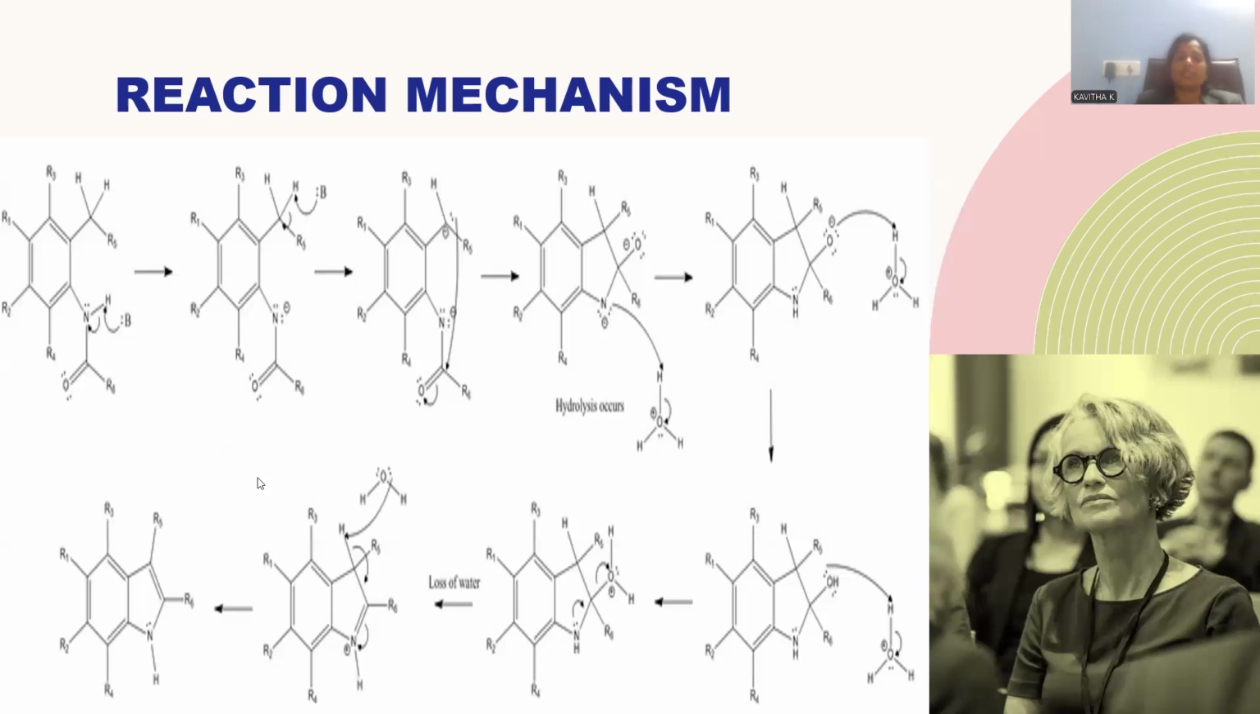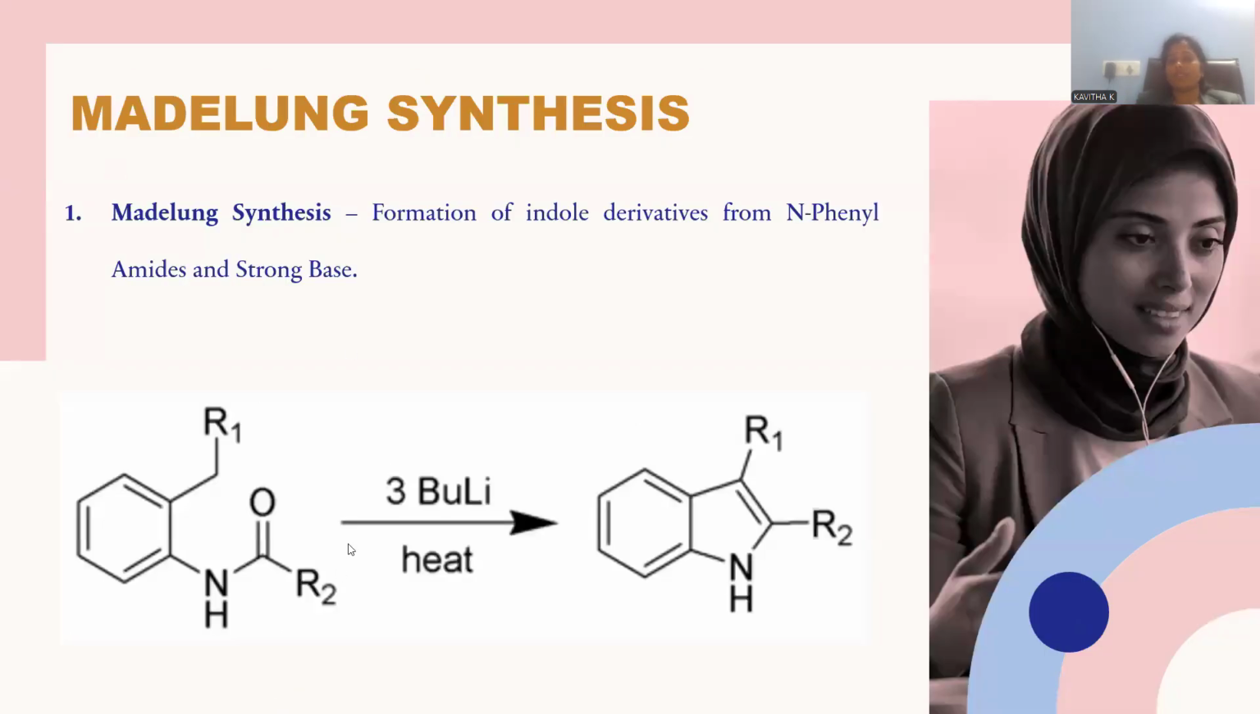Very simple synthesis: the base takes H positive, and later on we add protons to the nitrogen and oxygen as well. Later on dehydration is performed, giving rise to a substituted indole as the final product by the Madelung synthesis method.